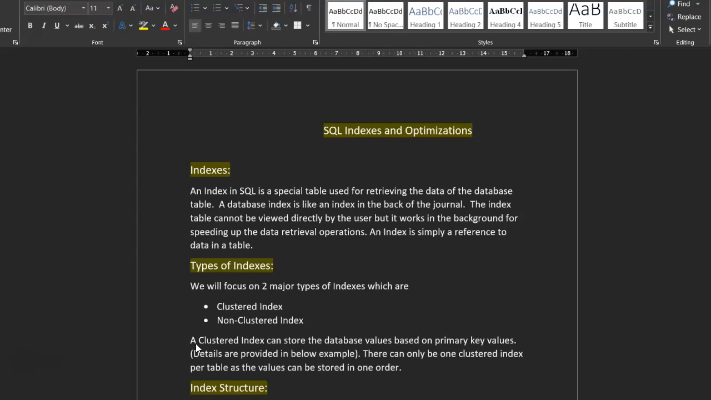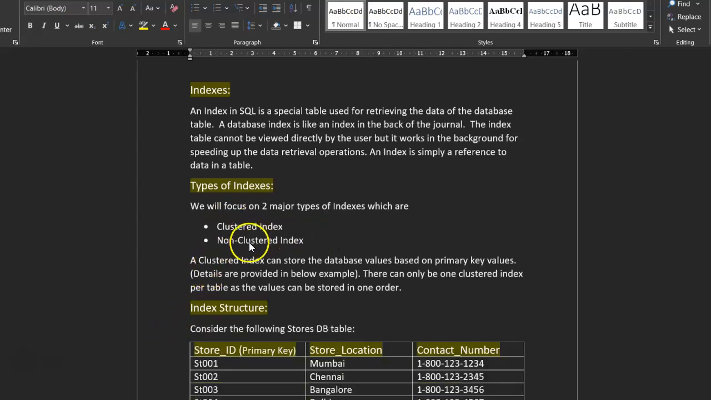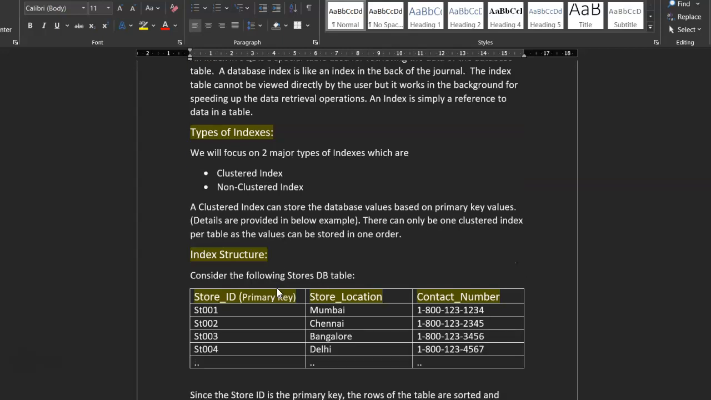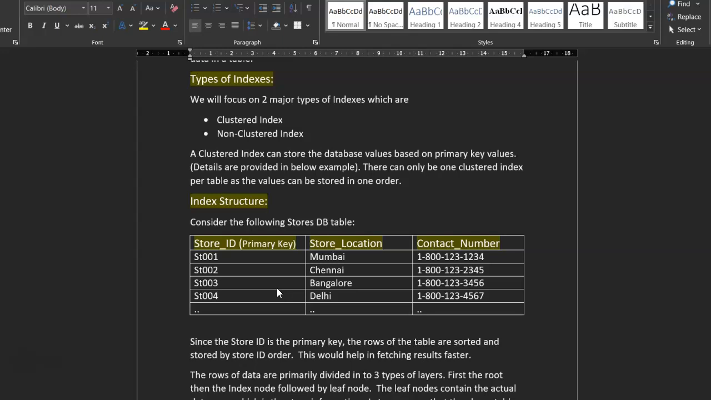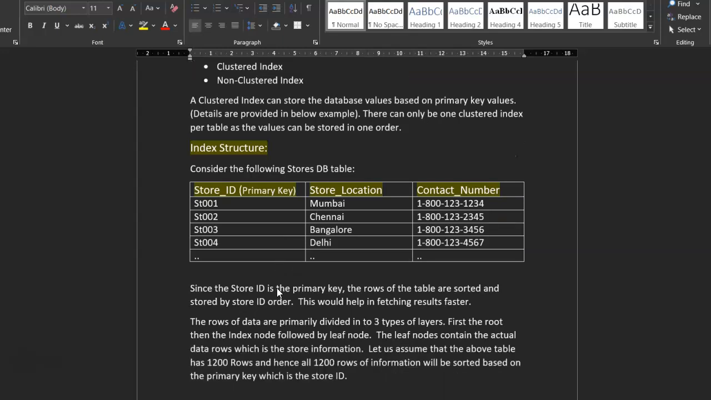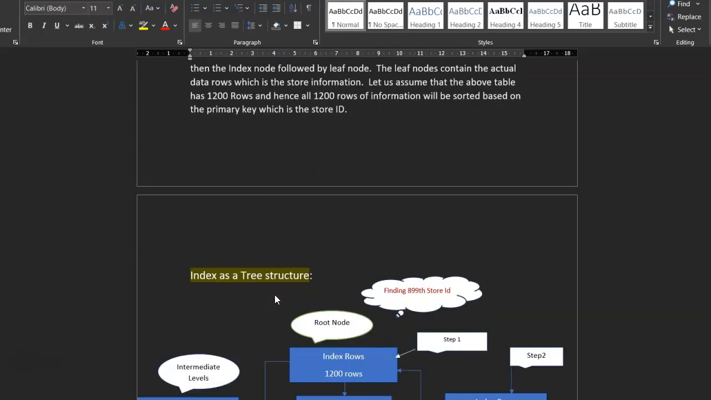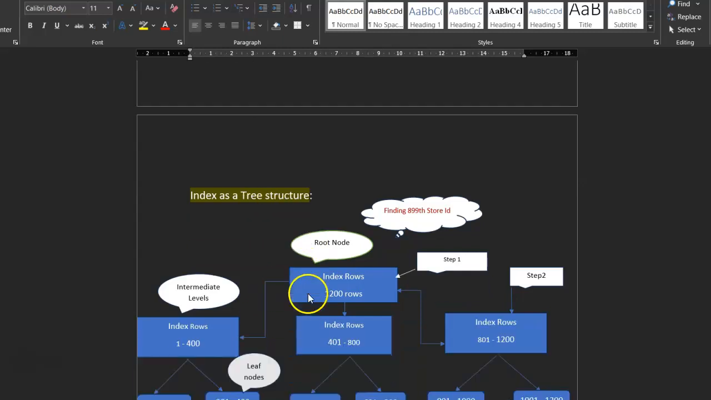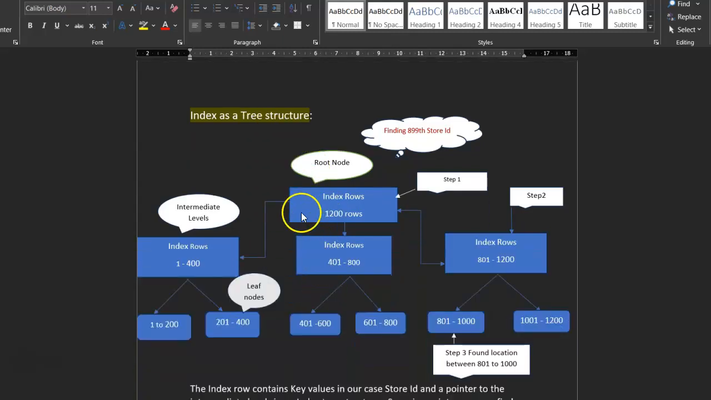The two most commonly used indexes are clustered index and non-clustered index. A clustered index can store data values based on primary keys. And there can be only one clustered index in a table, as the values can be stored in one particular order. And you can imagine an index as a tree structure where there is a root node followed by the intermediate levels as well as the leaf node, and finding the correct value in three easy operations.